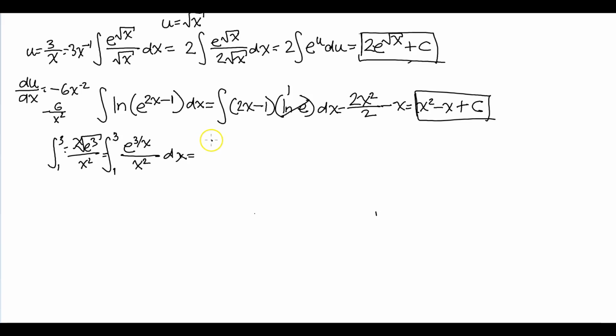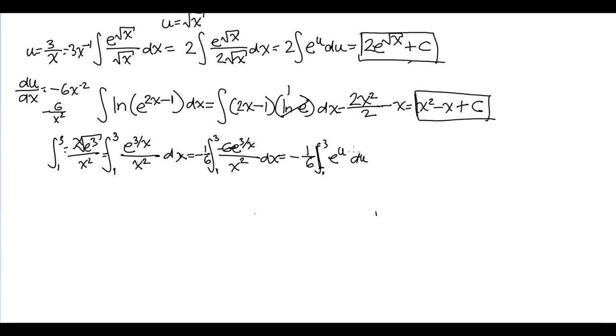So what we can do is introduce a negative 6 by multiplying the integral by negative 1/6. So you have negative 6 e to the 3 over x over x squared dx. And now this becomes negative 1 over 6 times the integral from 1 to 3 of e to the u du.